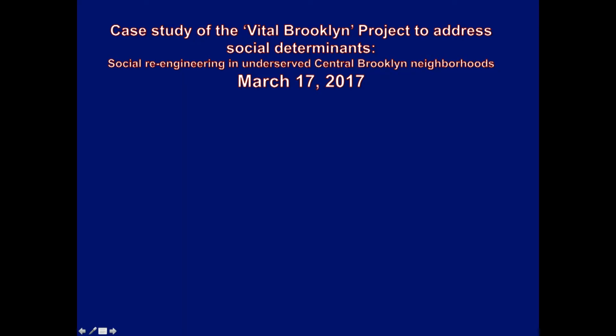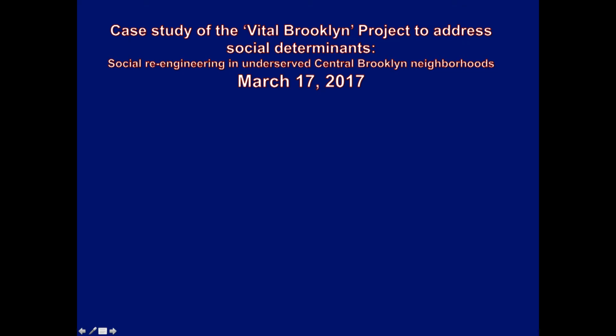I'm going to give you two case studies that will illustrate that same point. The first case study has to do with what we call the Vital Brooklyn Project. This was a project very dear to Governor Cuomo's heart, because I'm sure people are talking to him about the social determinants of health and lobbies and all that stuff. So he said, look, we have to solve this problem in New York State, and we have to use at least one example to illustrate the point.